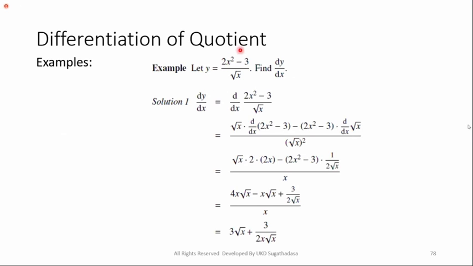Just assume 2x squared minus 3 is u, and the square root of x is v. Straight away the differentiation is given, right? u d by dx for this function, then v d by dx is the square root of x. So what is the differentiation of 2x squared minus 3? That's 4x, right? That is 4x minus... the differentiation of the square root of x, you get this one.